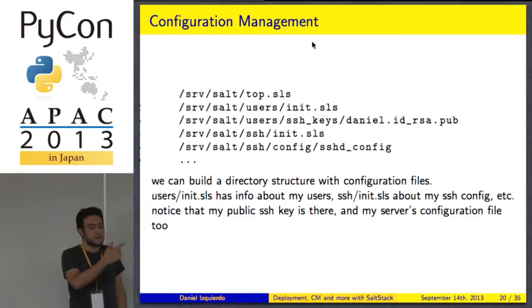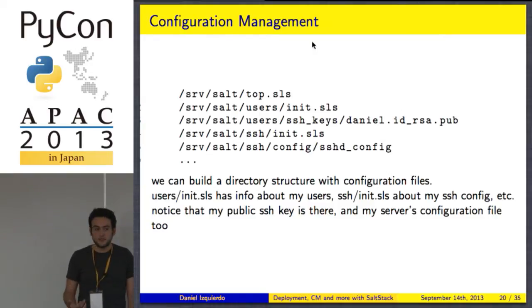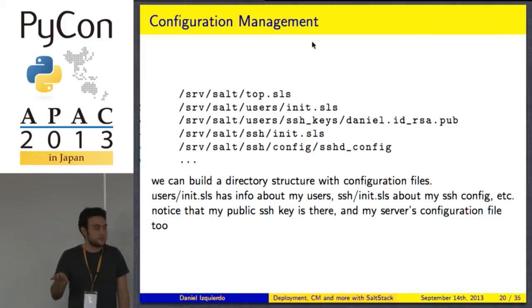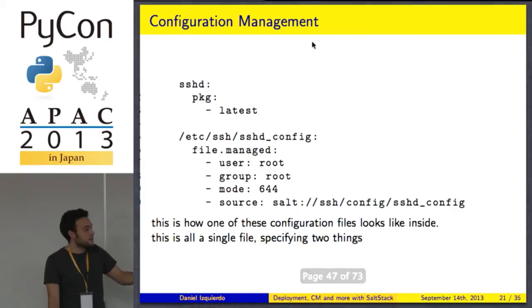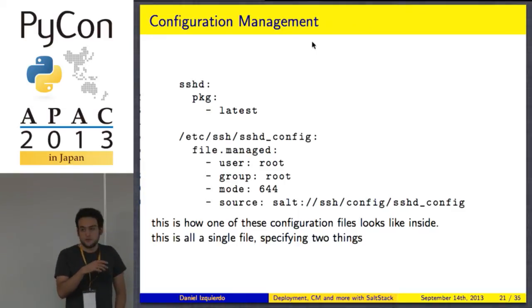So for example, I put my public SSH key in the salt state tree, and I put the configuration for my SSHD server, and I can place everything in this centralized directory structure, and that means that Salt can distribute these files and make them available to all the minions when it is applying configuration. So now to look at the contents of, for example, the SSH init file.